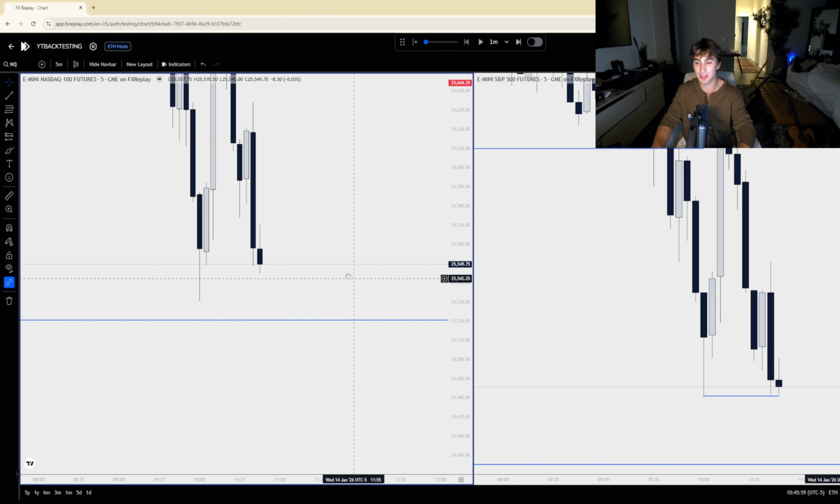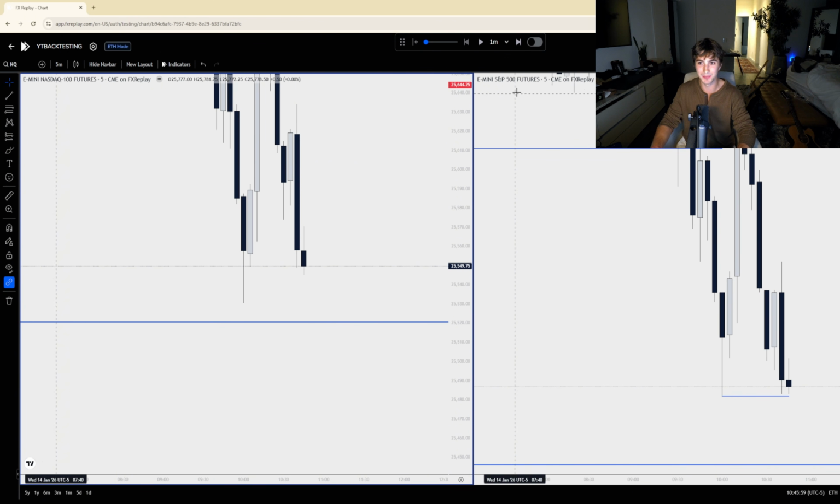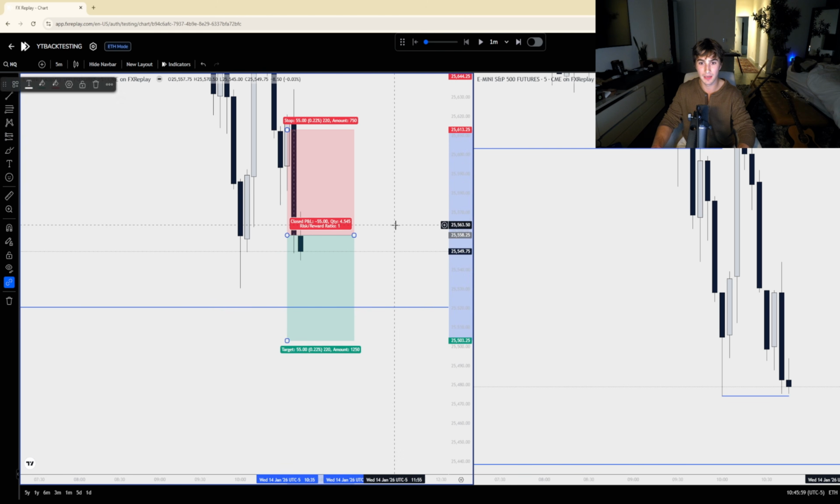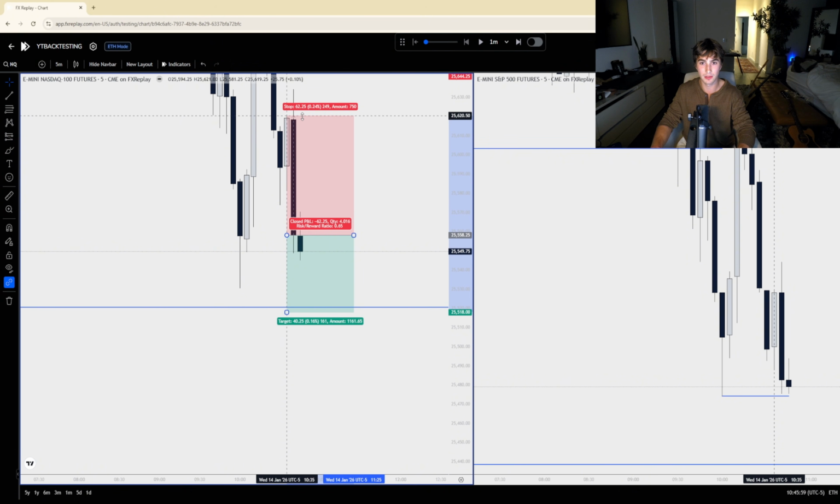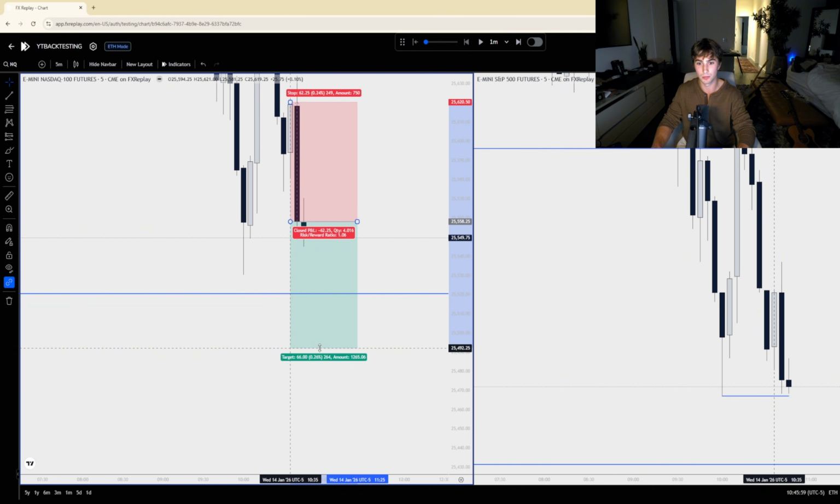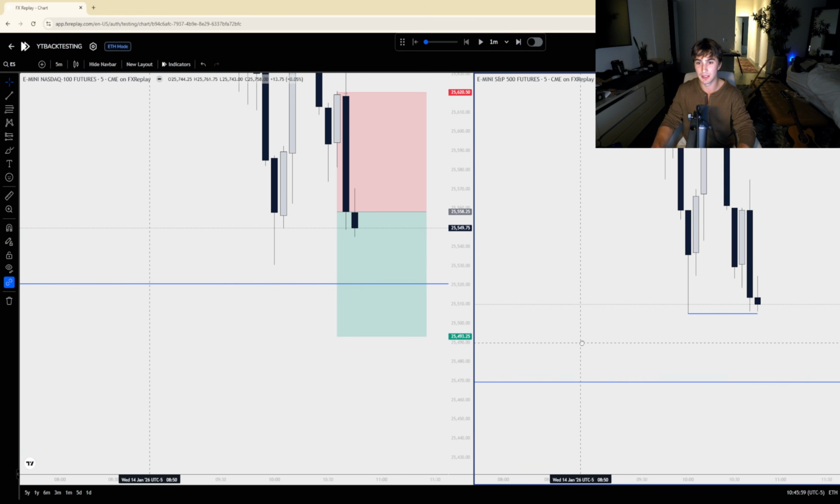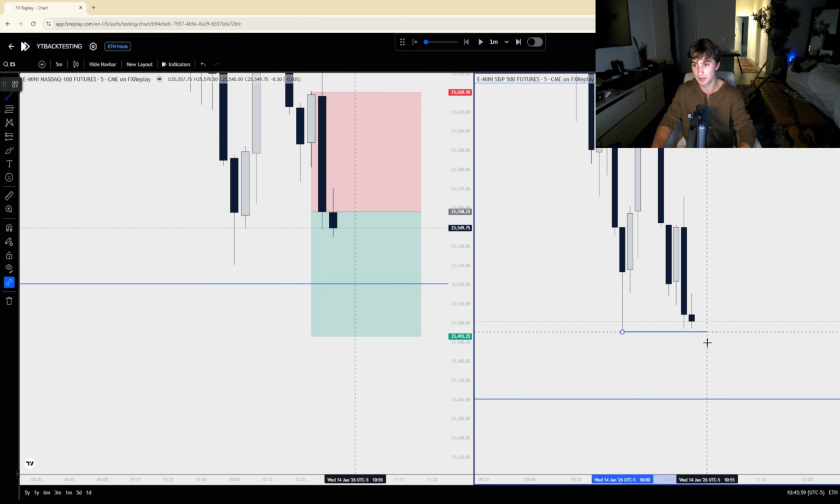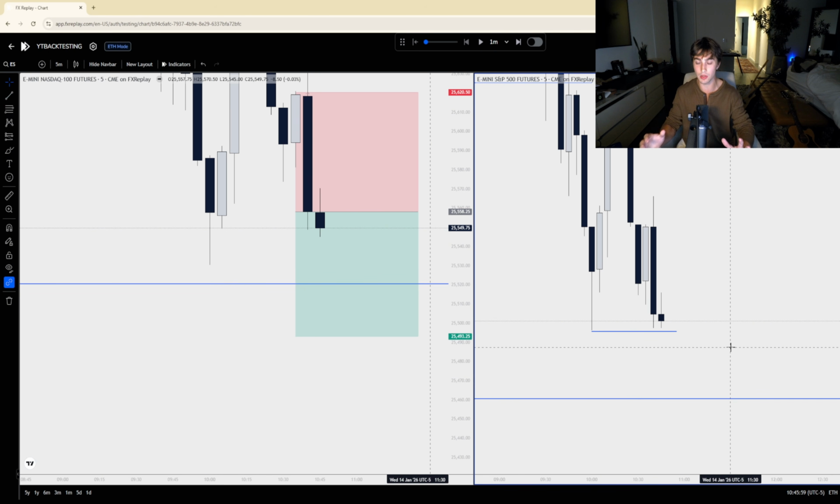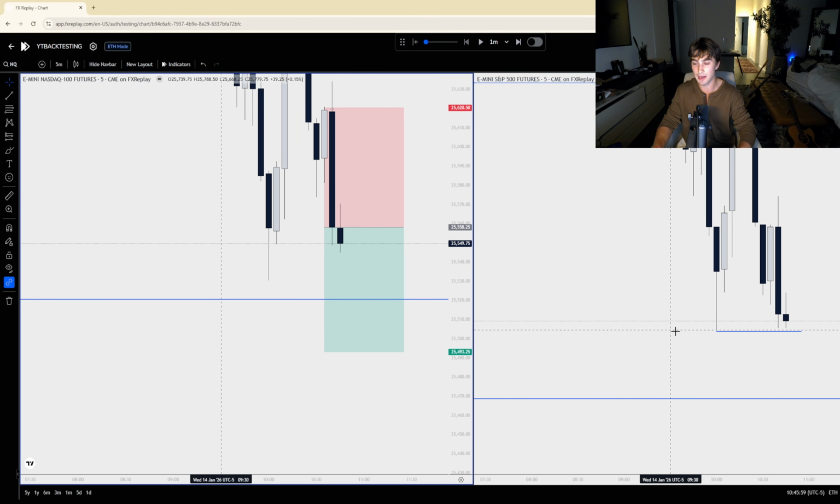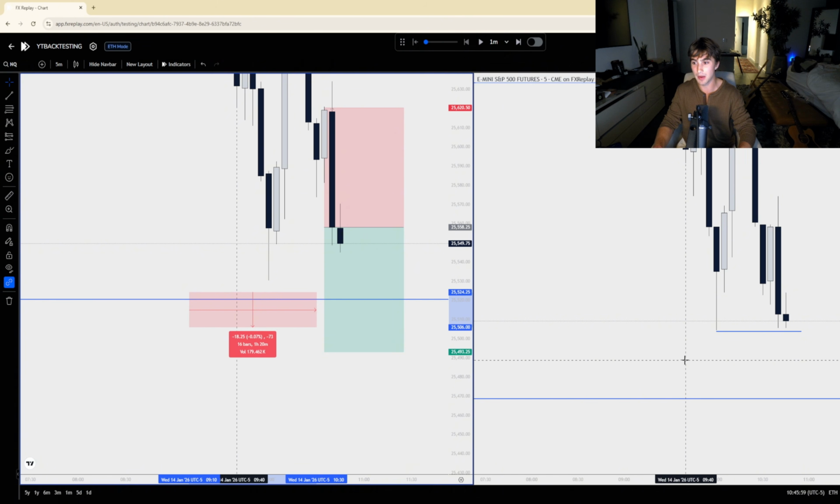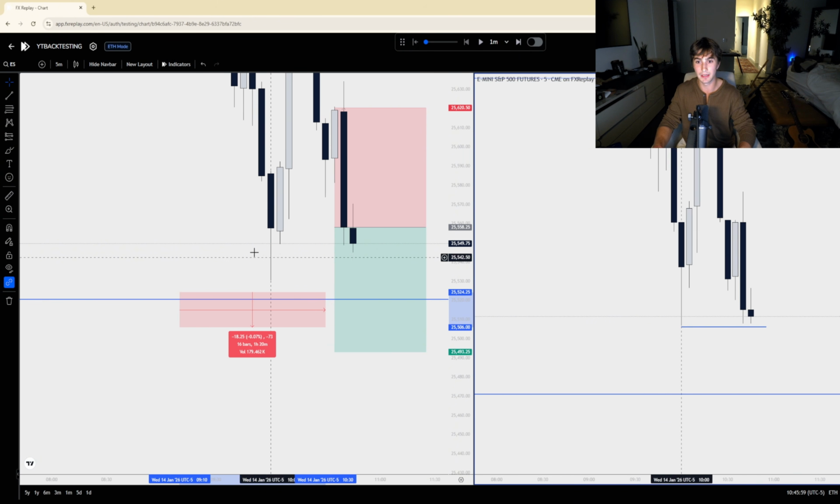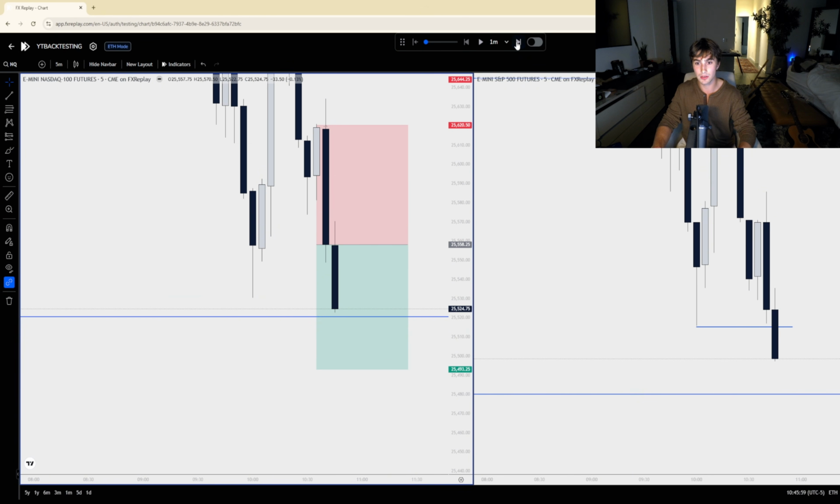All right. So let's look at something like this, for example. Let's say we were taking shorts and we were targeting this 4-hour gap. Obviously, we need 101, so let's just assume around here. I marked both of these key levels on the higher time frame for ES and NQ, which is this 4-hour gap and then the 4-hour swing low on ES, right?